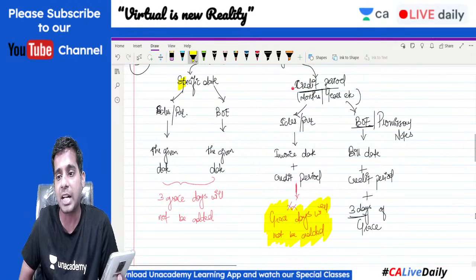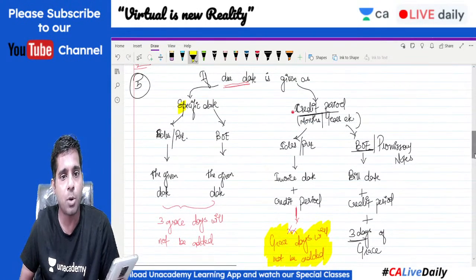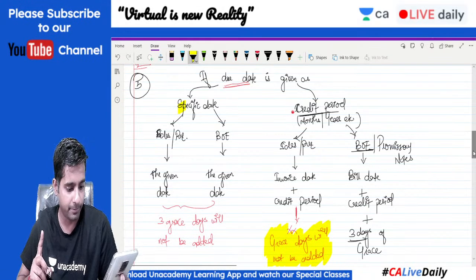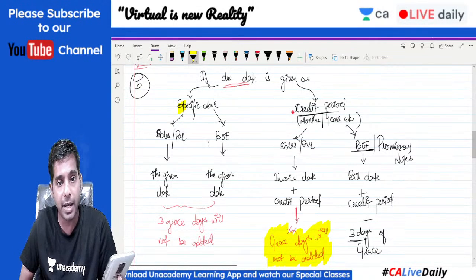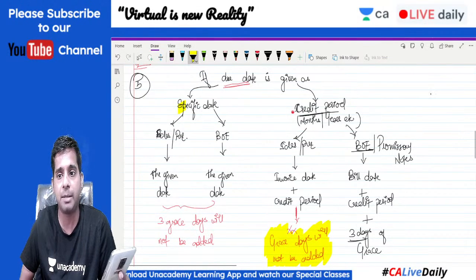Grace days, this chart is very important. This small chart is very important. Please prepare this chart. If not already prepared, prepare this chart, very important.